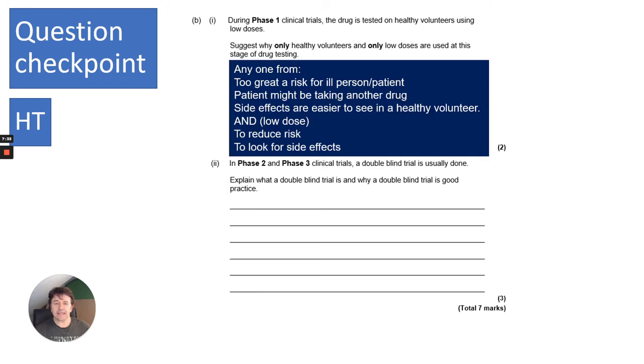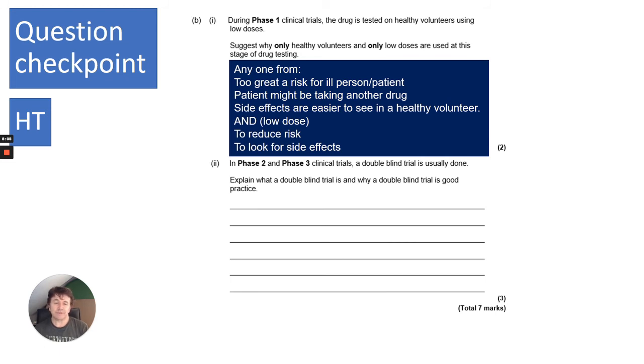So they're looking, any one for the first mark, that it's too great a risk. If you're ill or you're the patient, you don't want to get worse. The patients could be taking other drugs which would affect your results. And also, if you're using a healthy volunteer, if there are side effects, you're more likely to see them in that volunteer than the patient. And then second mark, the reason why it's a low dose is to reduce the risk, and also to look for side effects or reduce side effects as well.